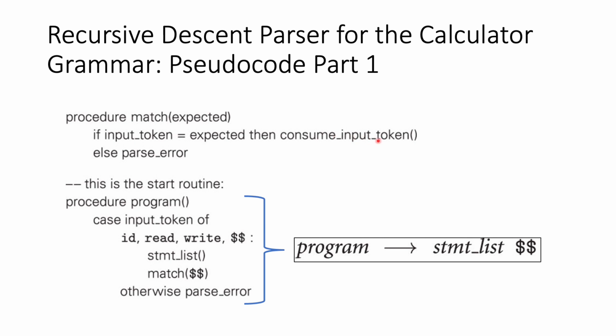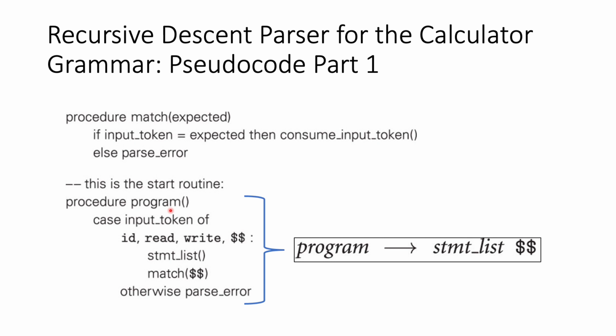And if so, then it will consume the input token. If match or any other subroutine sees an unexpected token, then a syntax error has occurred. For now, we assume that the parse error subroutine simply prints a message and terminates the parsing. The parser begins by calling the subroutine program.